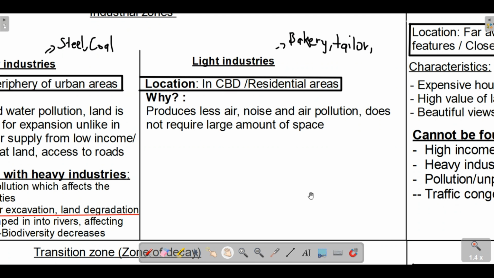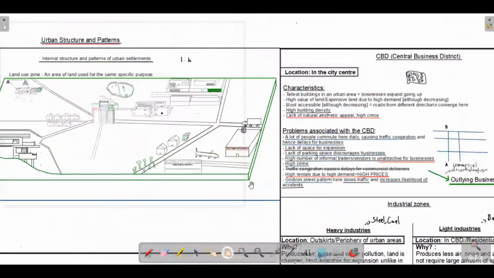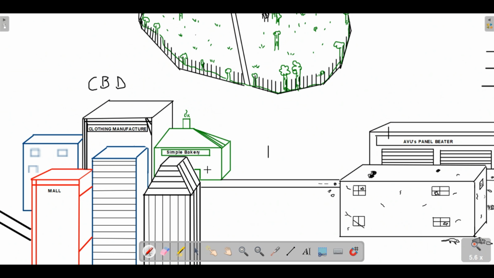So these are industries that do not produce a lot of pollution, and so they are allowed to be in the CBD and residential areas. So we have light industries in the CBD, we have light industries in residential areas. So let me actually just go and demonstrate that. So in the CBD, so there you go. So that's your simple bakery over there.